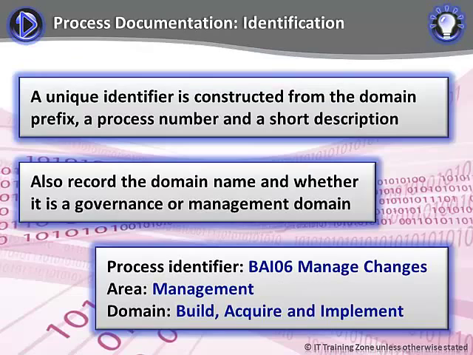Now let's examine each of these sections in detail, starting with the process identification. Each process is given a unique identifier, constructed from the domain prefix and a process number and a short description. The domain name is also recorded, along with whether it is a governance or management domain. For example, Process Identifier, BAI 06 Manage Changes, Area, Management, Domain, Build, Acquire and Implement.